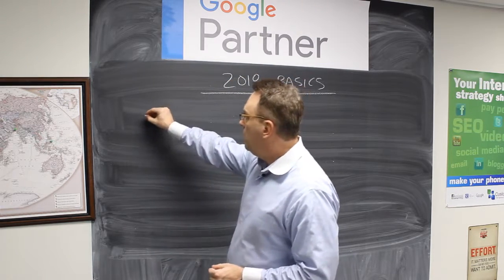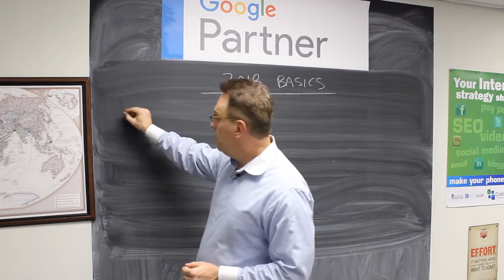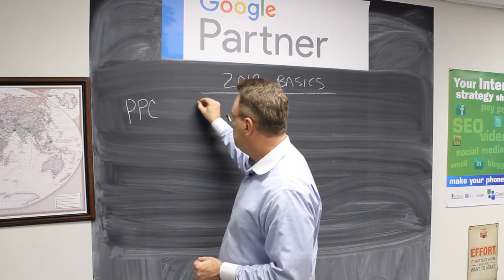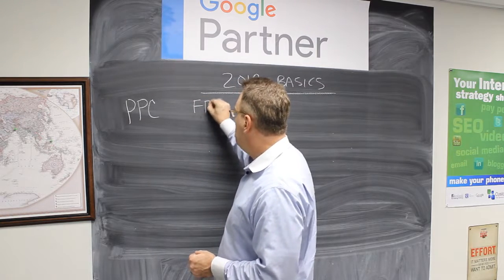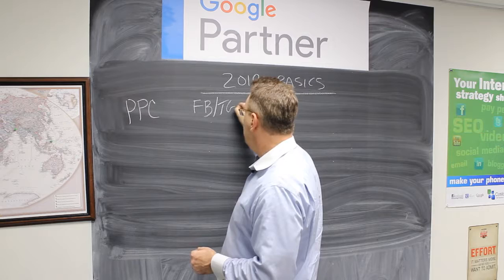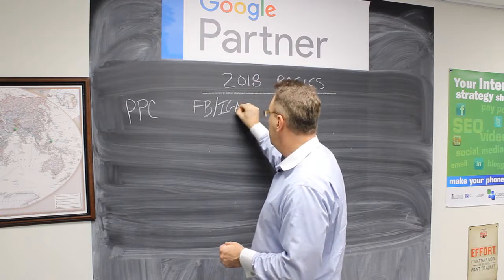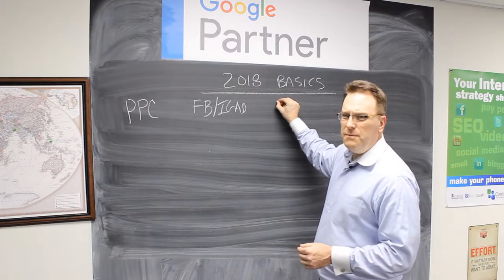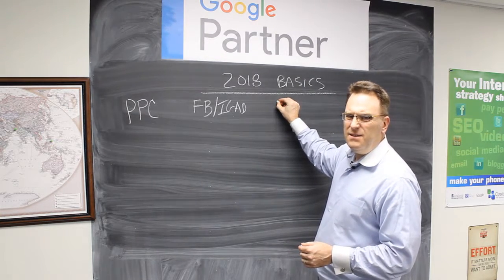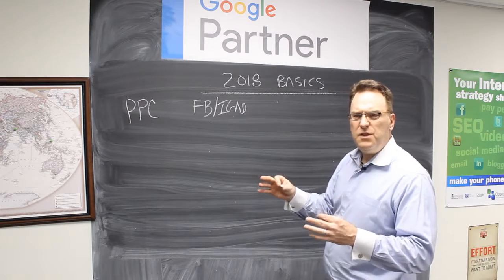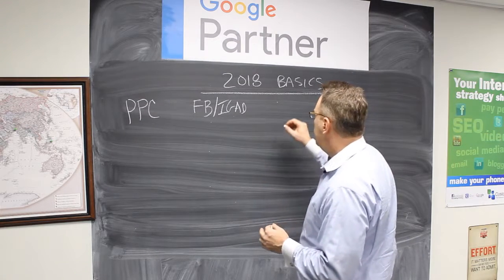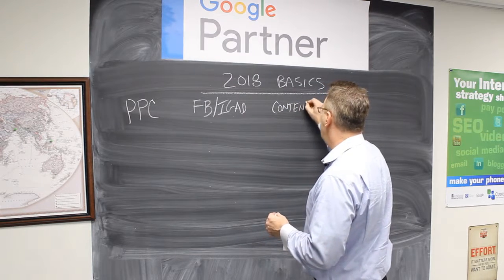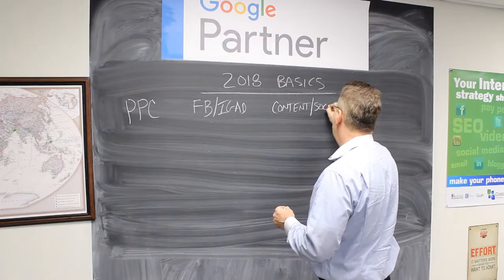Now, we work with a lot of different quadrants, but what we're going to do is break these out. So there's pay-per-click advertising, there's Facebook, Instagram ads, then you kind of have to mix a few of these things together, but I like to think of this as content and social together, and I'll explain that in a minute.